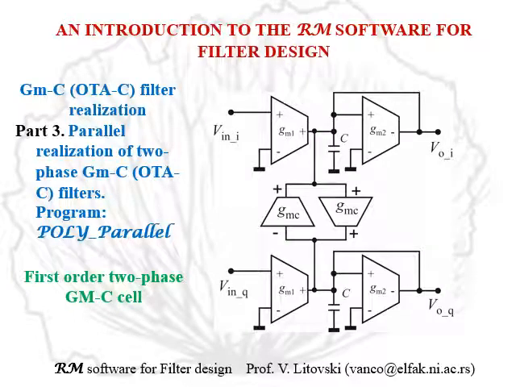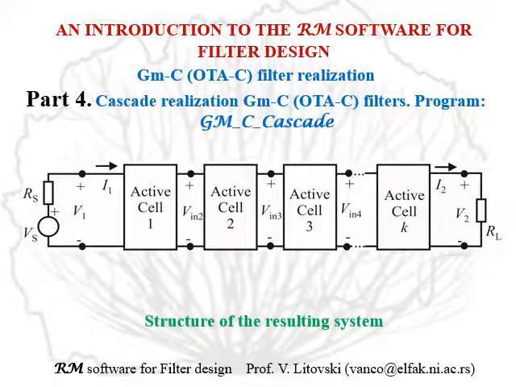This is the first order cell now, which contains both channels. Top is the I, bottom is Q, and in between is the connection between the two cells. So first order two-phase GMC cells arise. And in a similar way, a second order two-phase cell may be used.